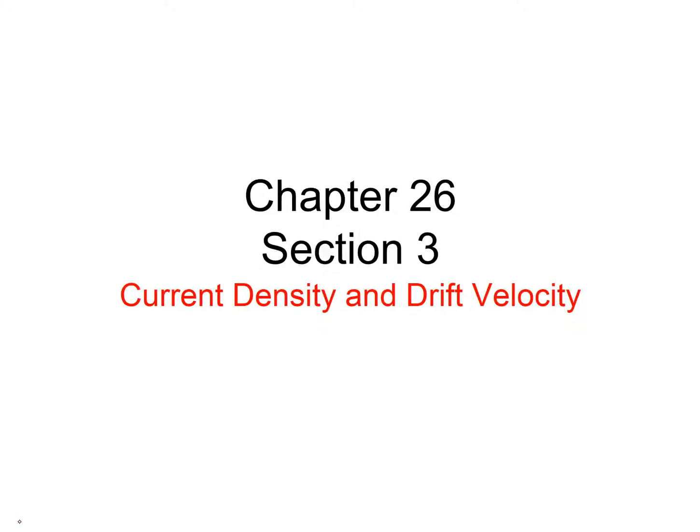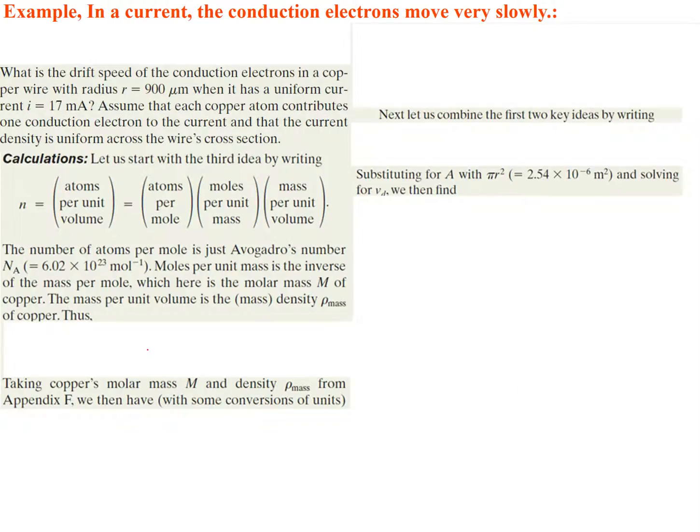All right, I want to do one more example from section 3, and this one pertains directly to drift velocity. So what is the drift speed of the conduction electrons in a copper wire that has a radius of 900 micrometers when it has a uniform current of 17 milliamps?